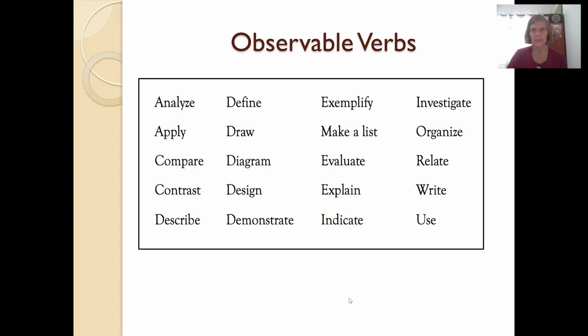Some examples of observable verbs are analyze, apply, compare, describe, define, diagram, make a list, organize, investigate. Verbs such as understand, learn, or know are not observable. We cannot see whether the student has learned something, now knows something, or understands something, whereas we can see if they can do any of the things we have described with observable verbs.